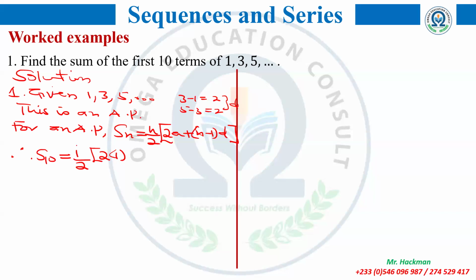Instead of writing that n is equal to 12, a is equal to 1, and d is equal to, you can pick it straight away. So n is equal to 10. Mr. Hackman, please, why are we using S sub 10? Because we're asked to find the sum of the first 10 terms, and that is represented by S sub 10. The question is asking us to find the sum of the first 10 terms, which is the same as S sub 10. Is that clear?